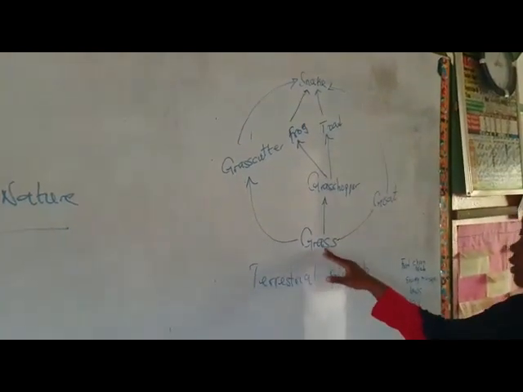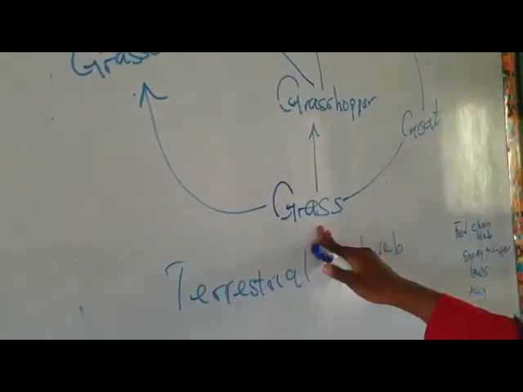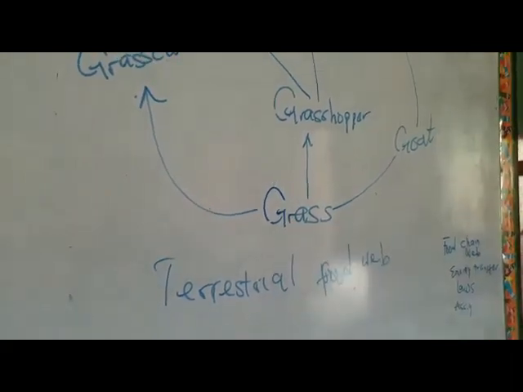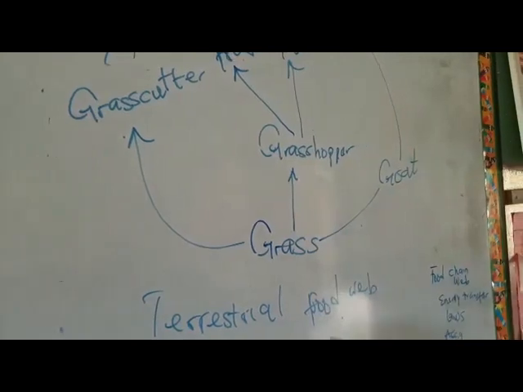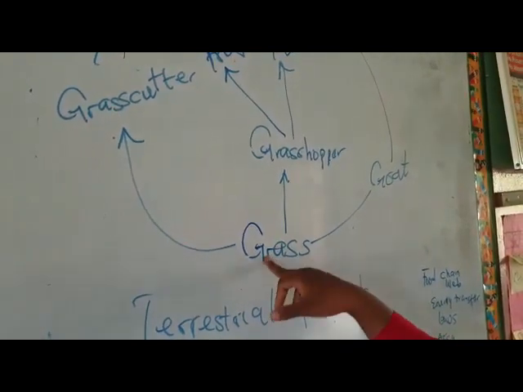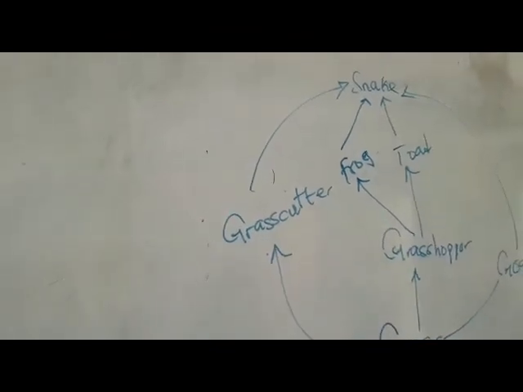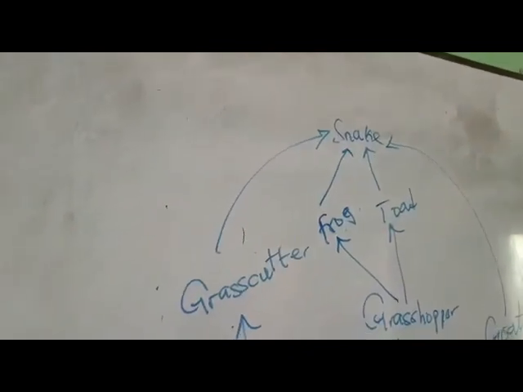So the grass produces its food. As we know, the grass is a photosynthetic organism. It is an autotroph, meaning it produces its food by itself. So when the grass utilizes energy from the sun to produce its food, this energy is transferred to the grass cutter when the grass cutter feeds on the grass. And this same energy is transferred to the snake when the snake feeds on the grass cutter.